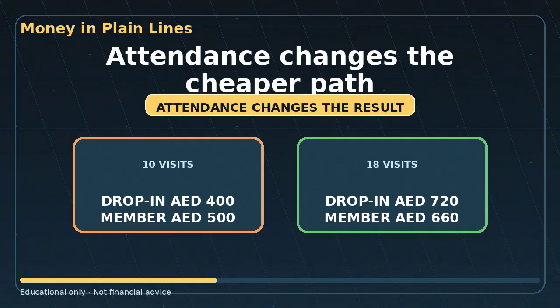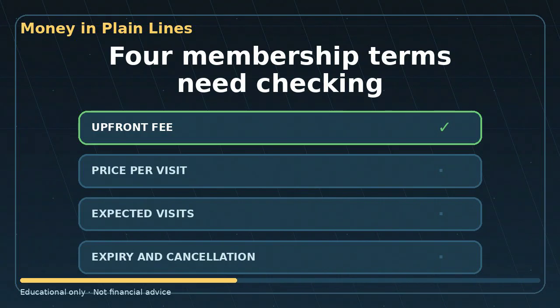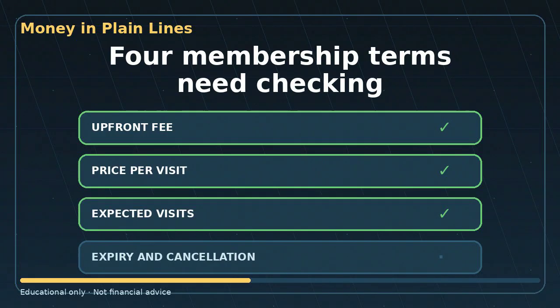Now divide the upfront fee by the relative saving per visit. AED 300 divided by AED 20 equals 15 visits. 15 is the break-even count in this fictional price structure. At 15 visits, drop-in costs 15 times AED 40, which is AED 600. Membership costs AED 300 plus 15 times AED 20, which is also AED 600. The two paths match there.